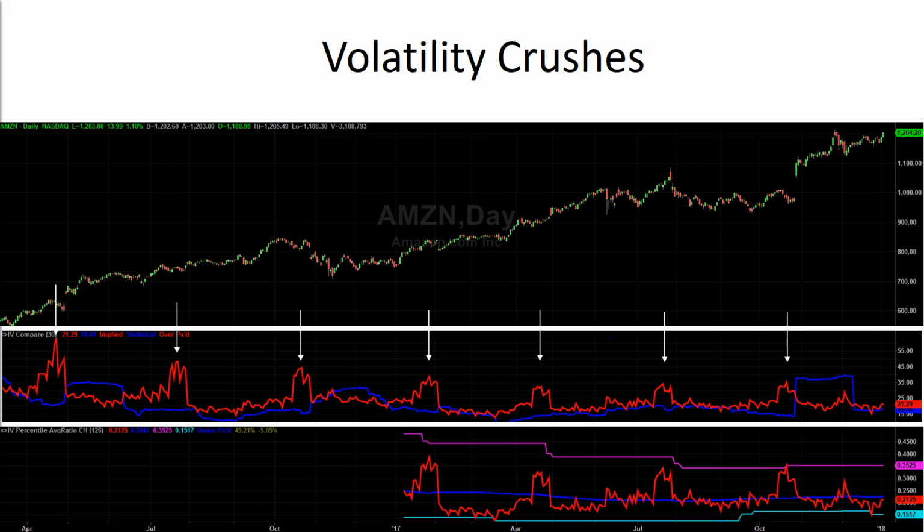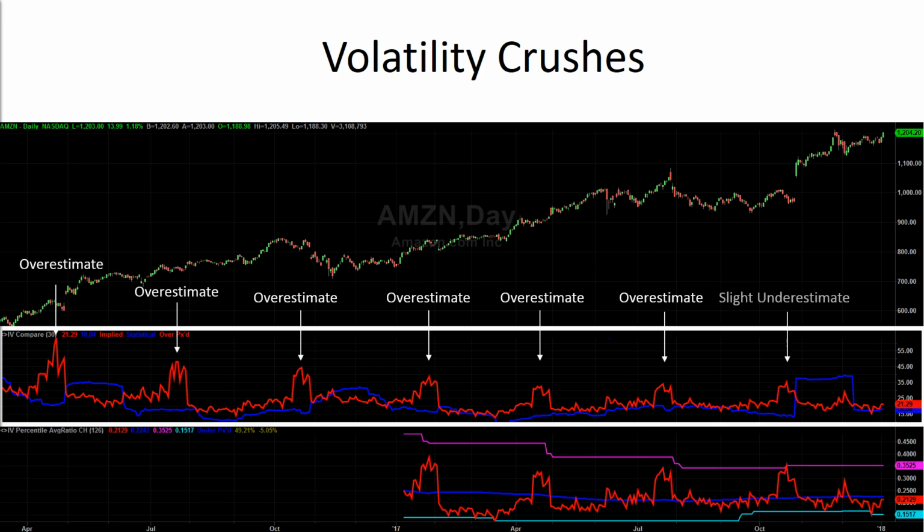In fact, over this time period, you can see that implied volatility overestimated the actual volatility 6 out of 7 times. And you'll notice that immediately after the earnings are released, the implied volatility drops pretty much instantly to very low levels again. And when implied volatility drops from a high level to a low level very quickly like this, it's called a volatility crush.